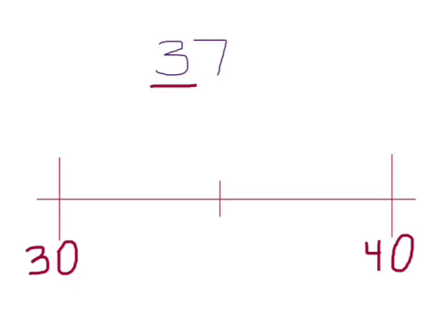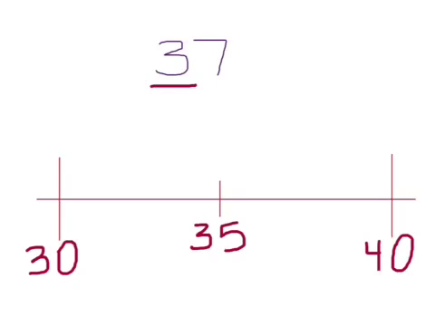The next step we want to do is to identify the middle number, the number in between 30 and 40. And this will have a 5 in it, whether it's 5, 15, 25. In this case, it's 35, because that is the middle number that is between 30 and 40.